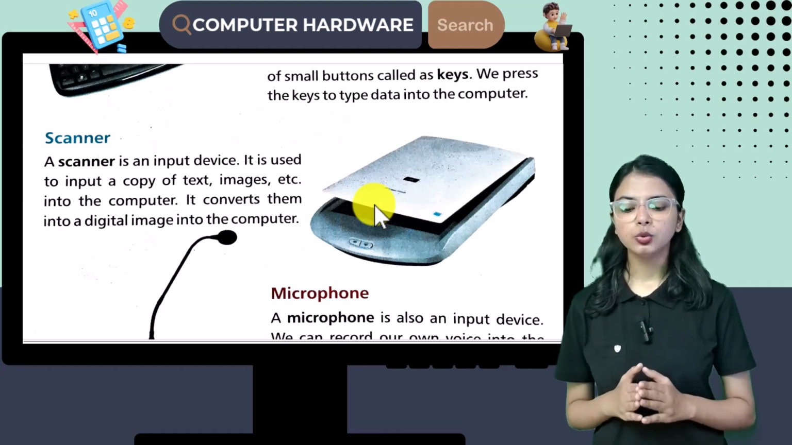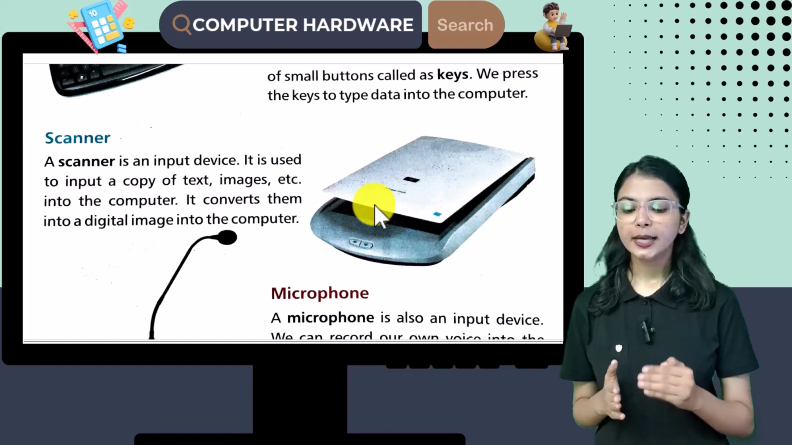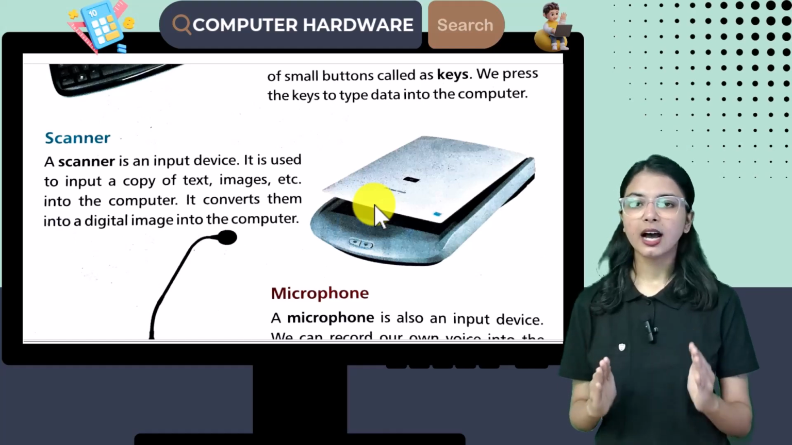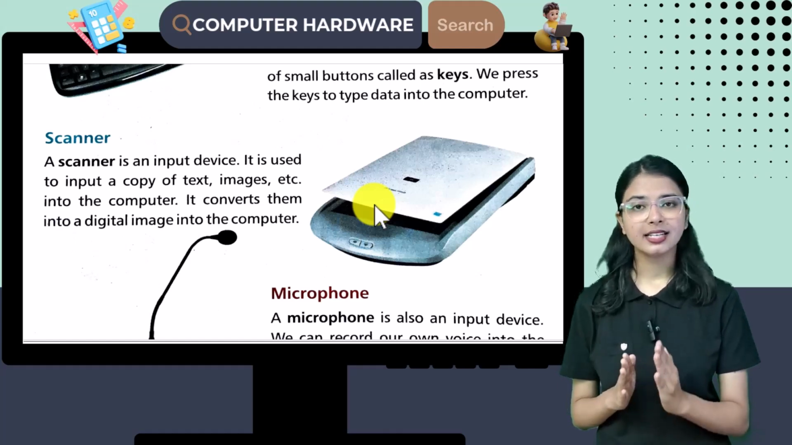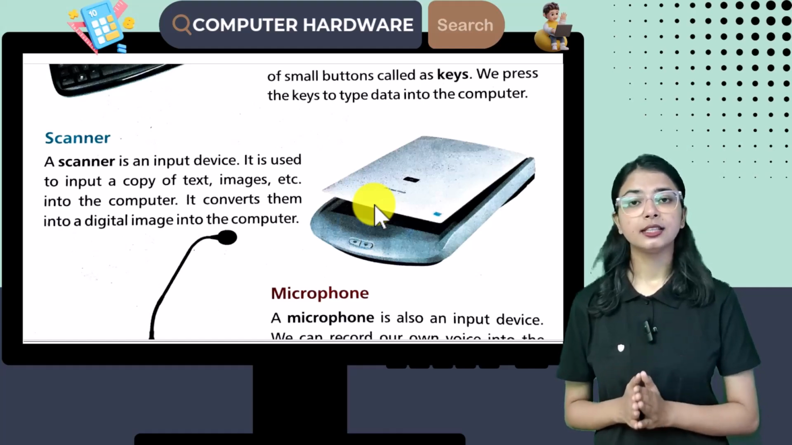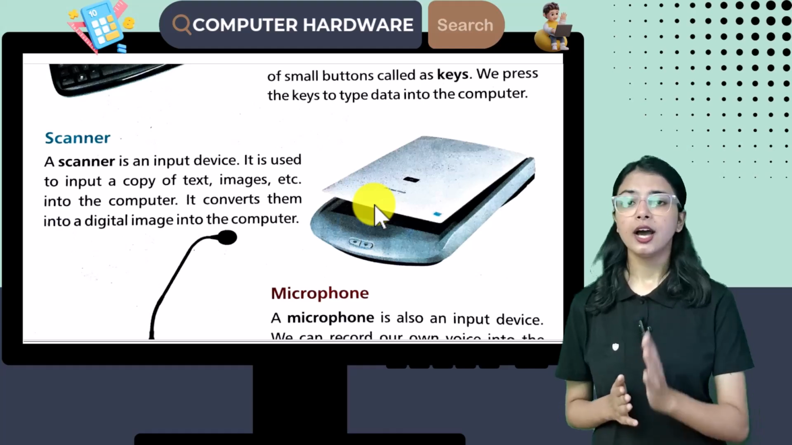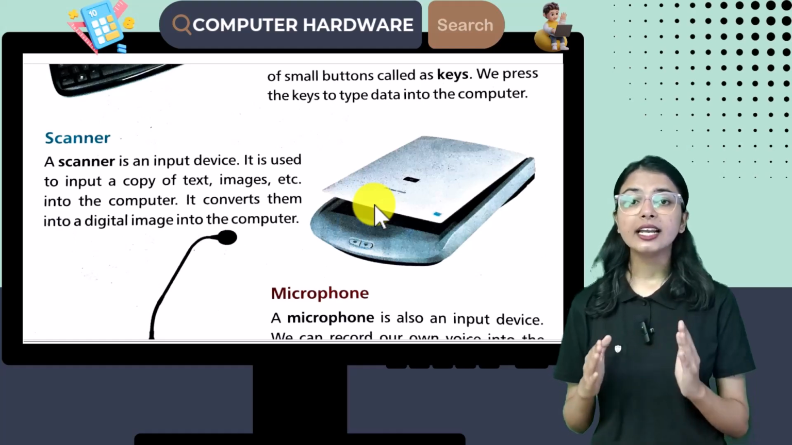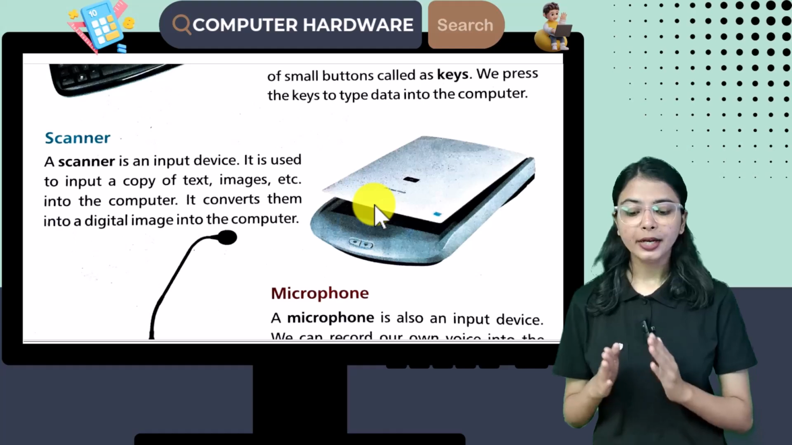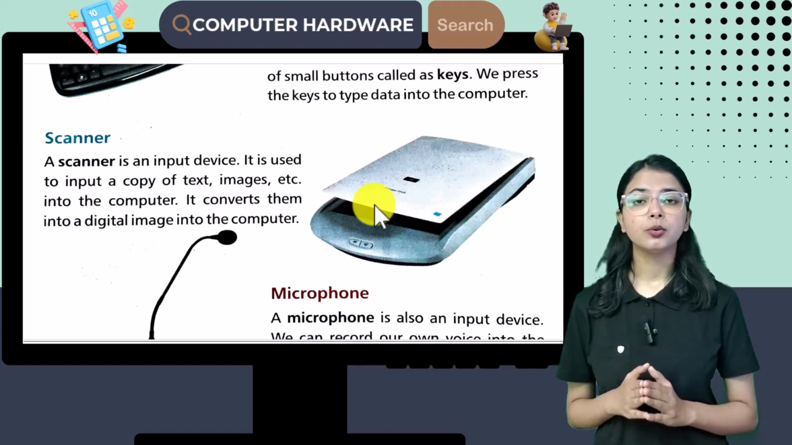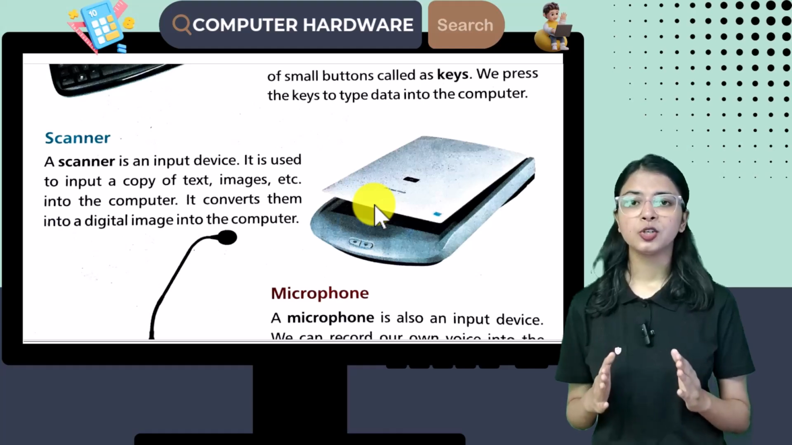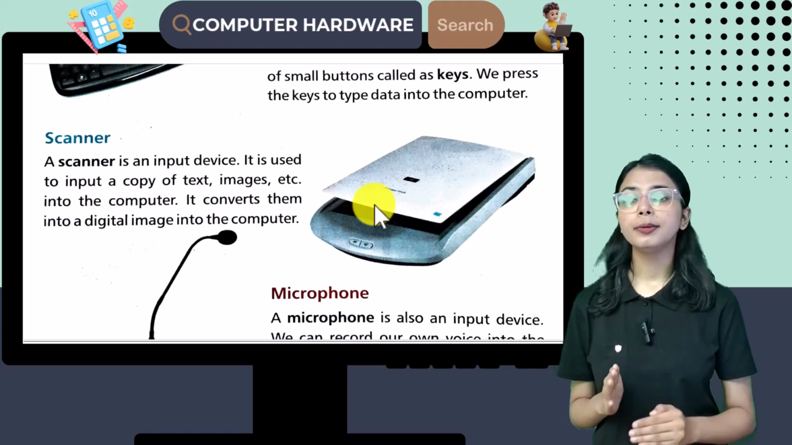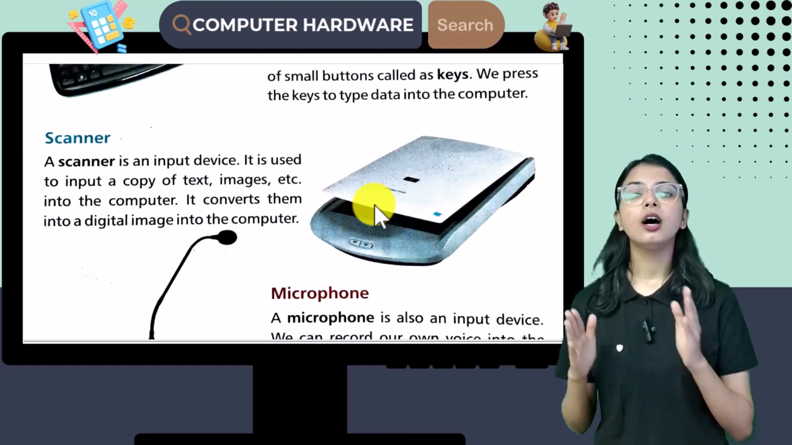Okay, it is used to input a copy of text, images, etc. into the computer. If we want to copy the text written in our books exactly as it is into the computer, we use a scanner. Or if we want to copy an image, we use a scanner. The scanner converts them into a digital image in the computer. The image that we see in our book, when it is converted, will be converted into a digital image by the scanner.